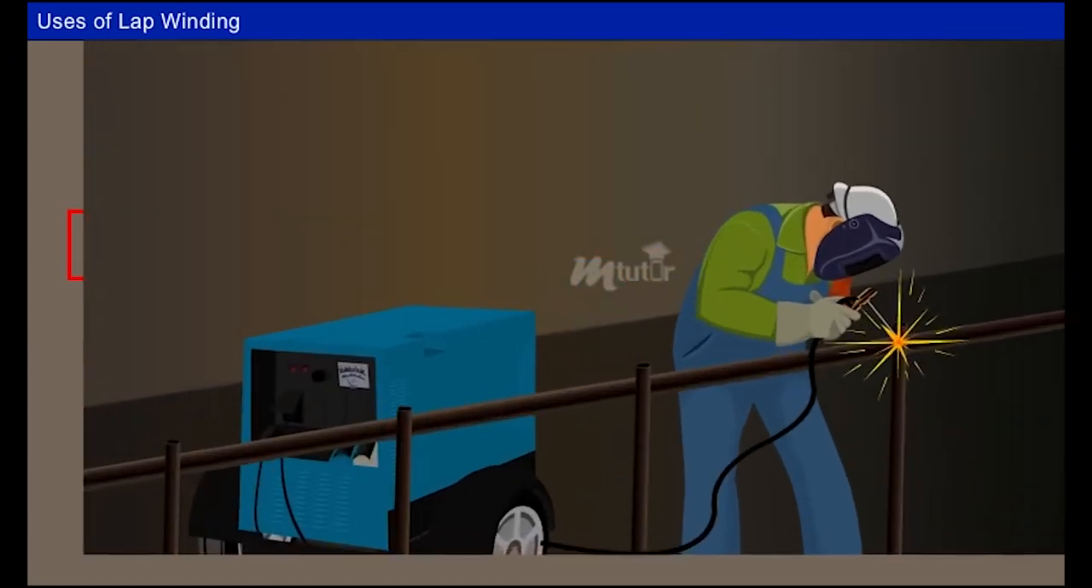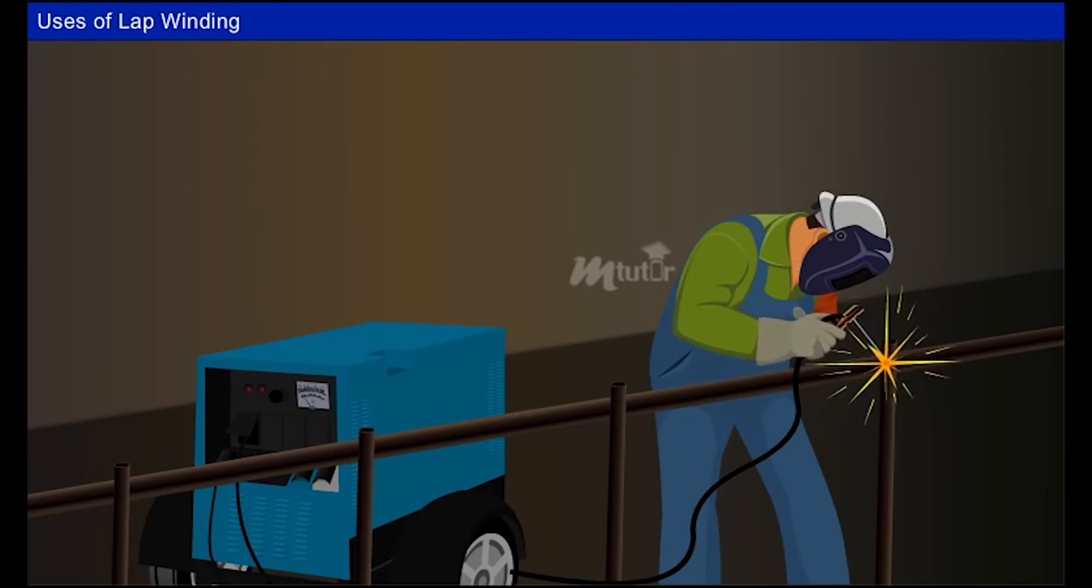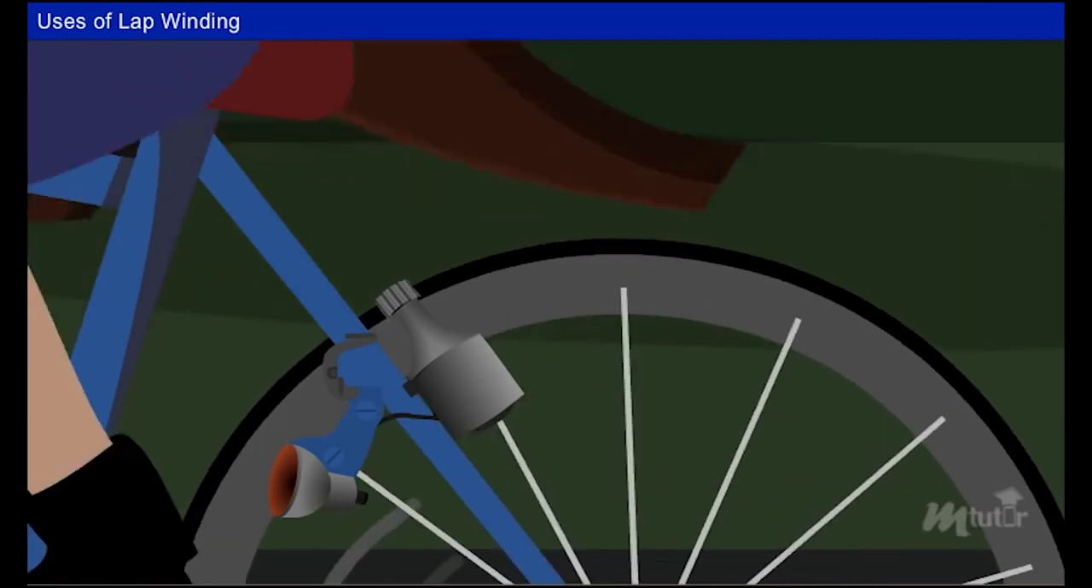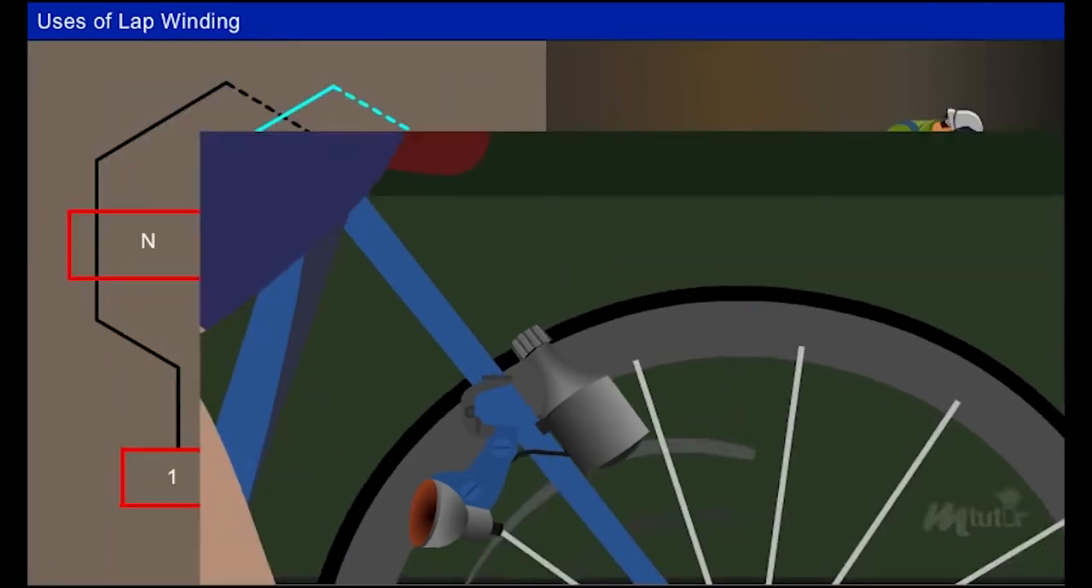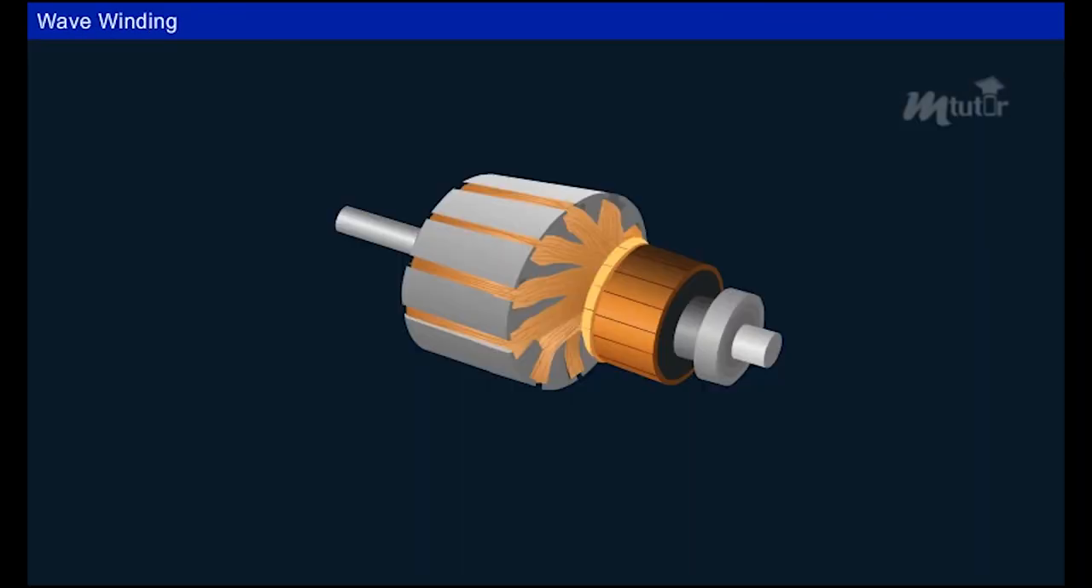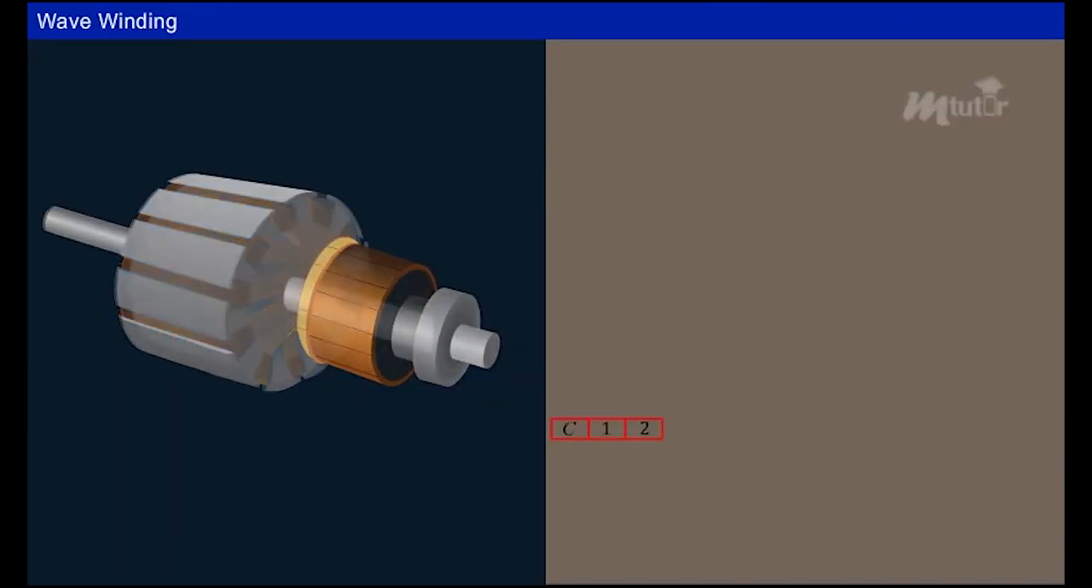One such application is the welding generator machine, which produces higher current for welding purposes. A dynamo is another application producing high current, normally seen in bicycles. Now, we shall learn about wave windings.